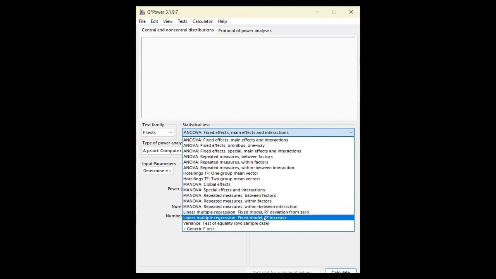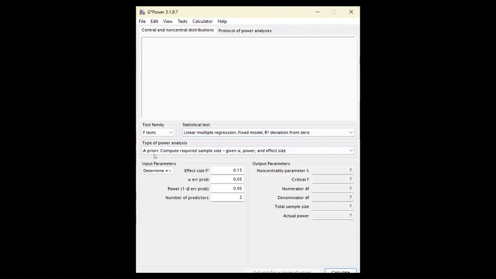But both are okay. I mean, I don't go too much into statistical details. And you can see that the difference won't be that much. So let's see with the simple one, that is deviation from zero. When you choose this one, you can see that it's an a priori power analysis. And we can also mention these aspects in your method section.